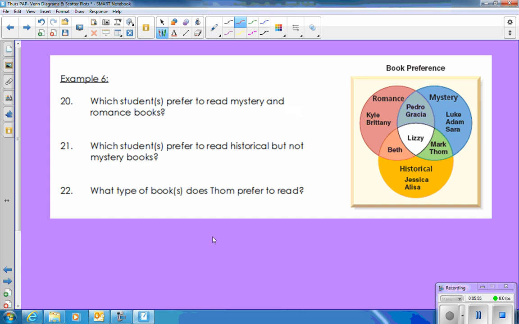Sometimes you'll have more than one circle, and those circles will show multiple overlapping. So this in the middle hits all three circles, so all of those answers are good. This part only hits the red and the blue. This hits the yellow and the blue. This one hits the yellow and the red. So which students prefer to read mystery and romance? Okay, well, Pedro likes mystery, Gracia, and Lizzie.